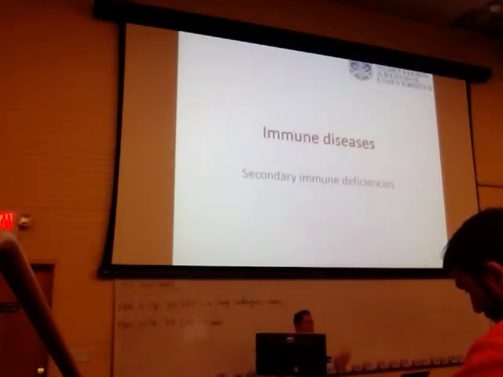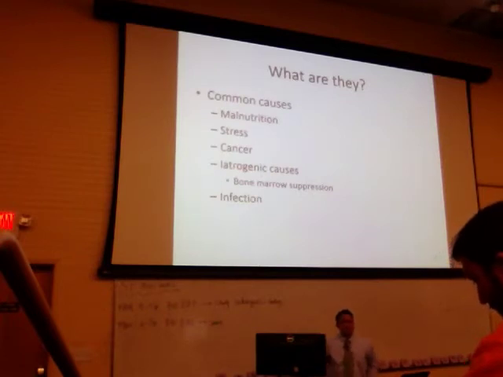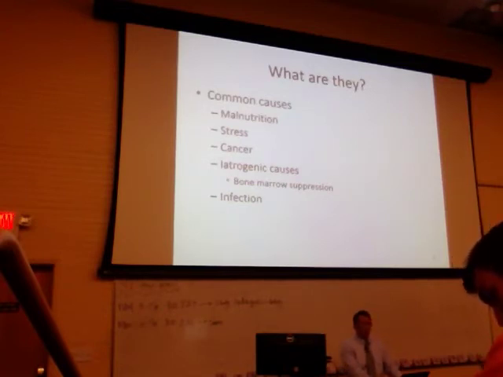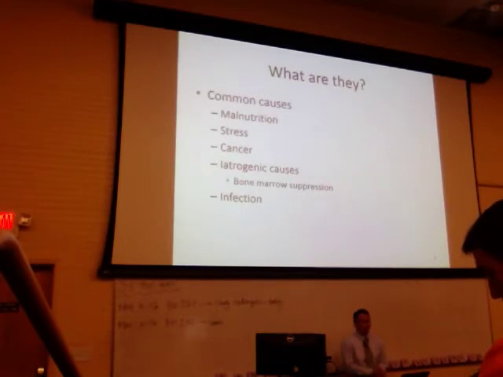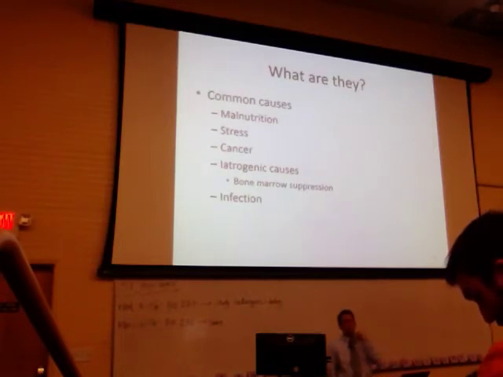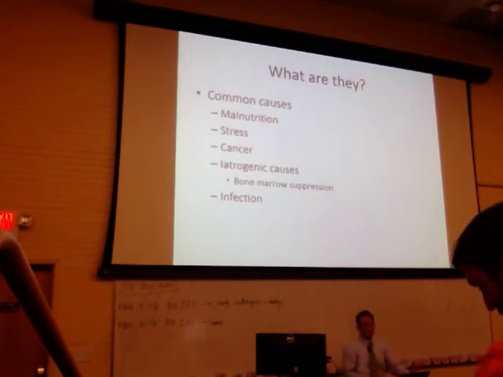Okay, secondary, totally different. Causes though: malnutrition, stress, cancer. Iatrogenic causes like bone marrow suppression or infection. So secondary are acquired. That's another name for them, acquired. Malnutrition. For example, if you have low levels of zinc in your diet, zinc is important for B and T cell maturation. So zinc deficiencies may actually cause a stress on the level of functional B and T lymphocytes that you have.